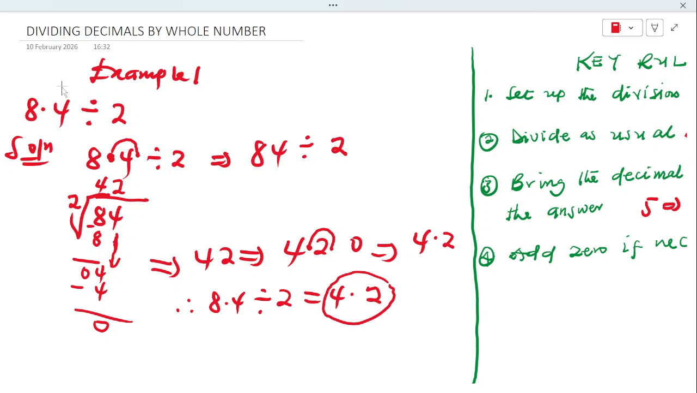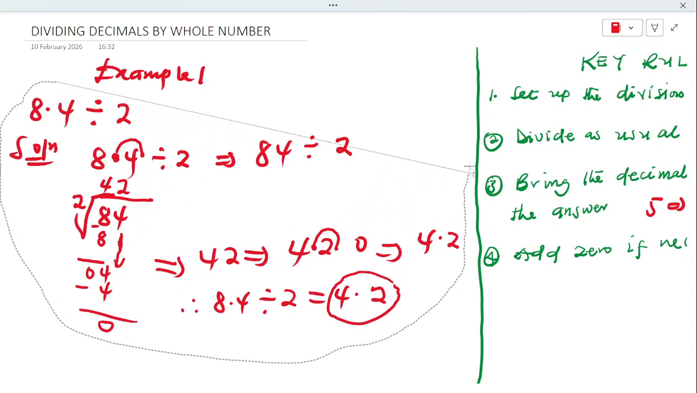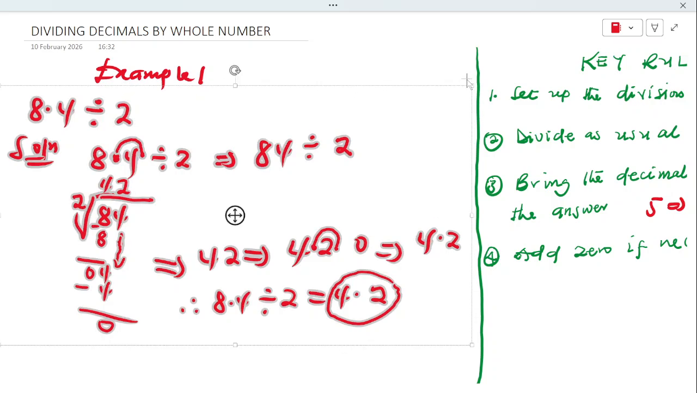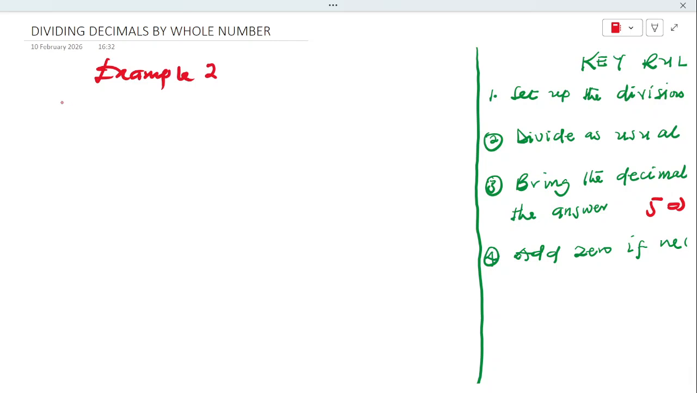All right, so let's look at example number 2. You can pause the video and then answer or solve it. Come back to see if your answer is correct with the solution I'll be providing. Okay, example number 2. It says divide 12.36 by 3.